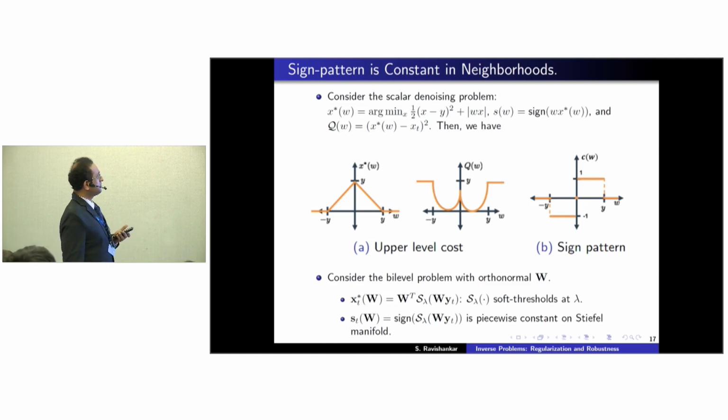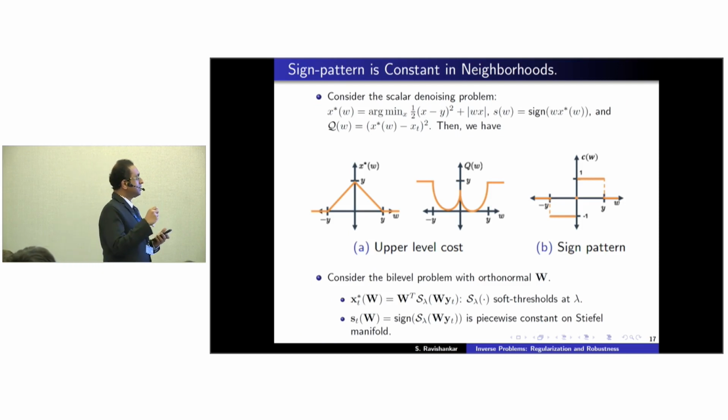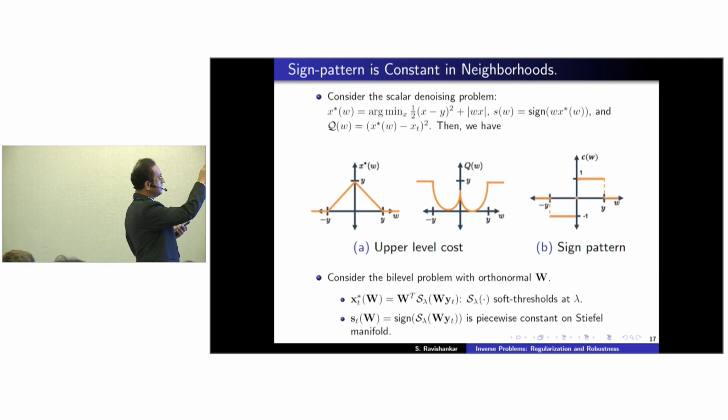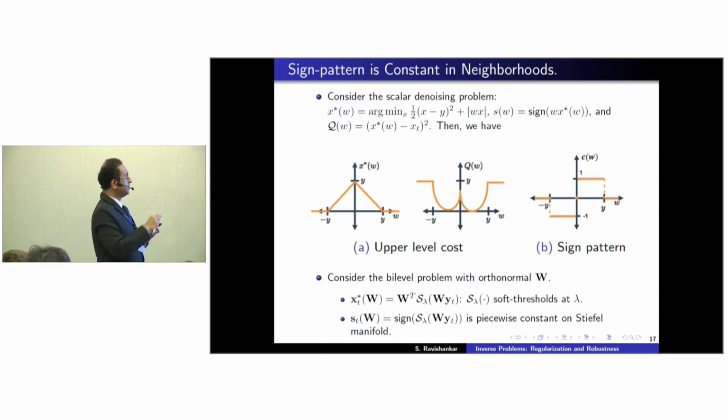So here's an example. Consider a scalar denoising problem where everything is scalar. We have a scalar y, which is a noisy version of x, and w, our transform, is also a scalar. If we write out the lower level loss function, we can write the solution explicitly because it's a scalar optimization. It turns out that in this scalar setting, the x star looks like this triangle, and y here is the noisy signal.